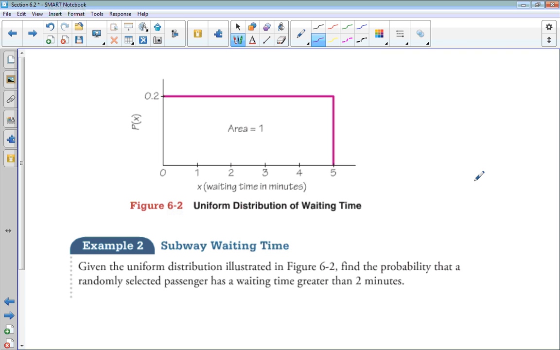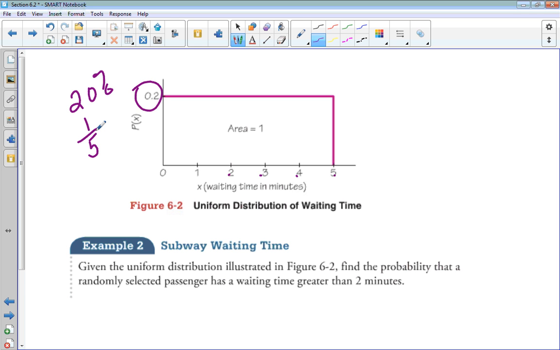Because it's a uniform distribution, waiting for 1 minute or 2 minutes or 3 or 4 or 5 minutes all have the same probability. And you can see here it's 0.2. 0.2, as we know, is the same as 20%, which I could also write as a fraction, 1/5. They all mean the same thing.